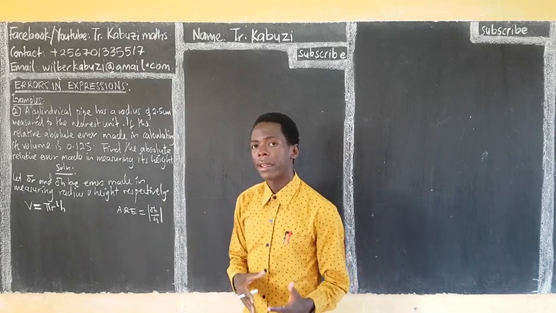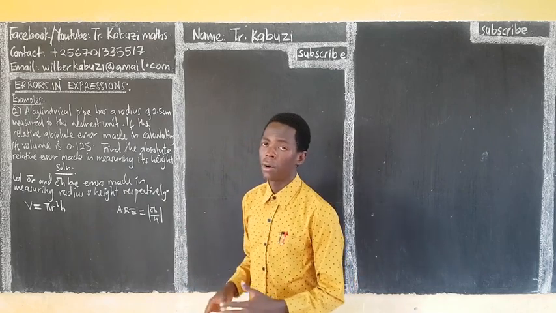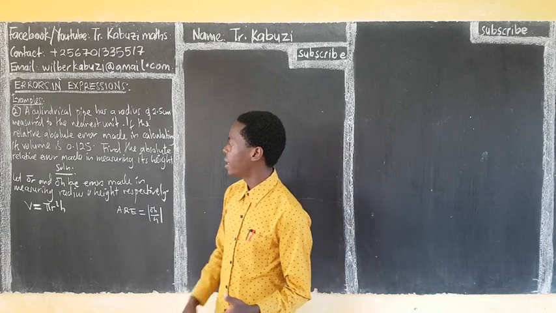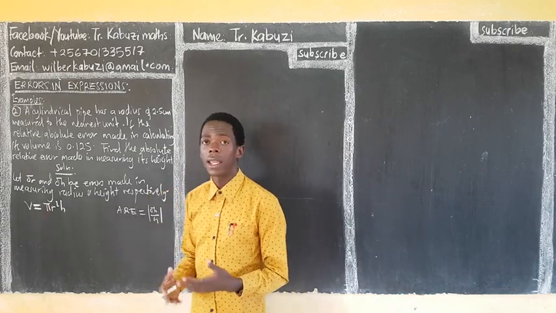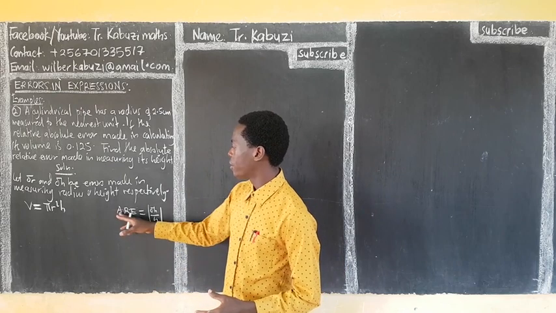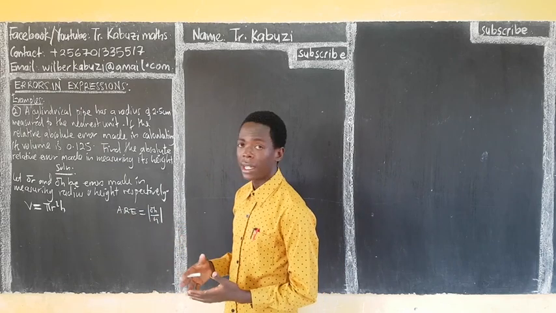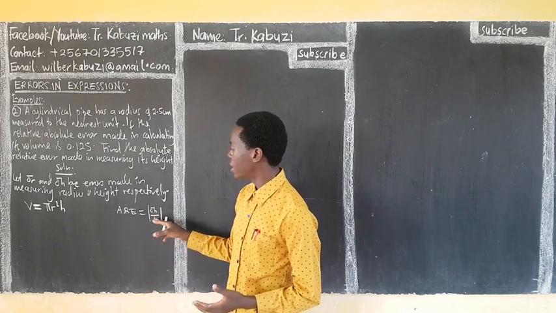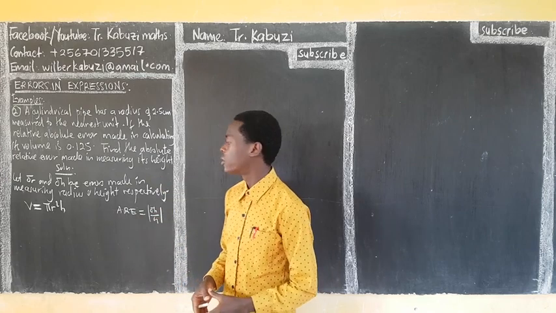Remember, whenever you make an error in the radius or the height of a certain cylinder, it means that there will also be an error in getting its volume. Now, what one has to get is the absolute relative error in measuring the height. This is how you get it: the error in the height over the height, modulus absolute.